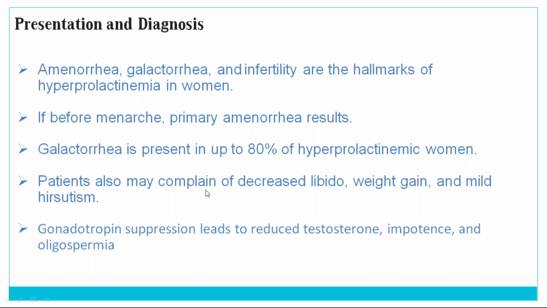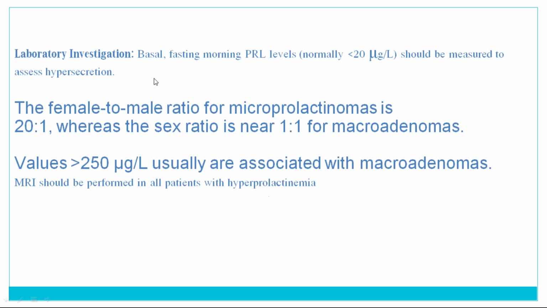So other symptoms like decreased libido, weight gain, and mild hirsutism also can be there. In male patients also, if there is hyperprolactinemia, they can have infertility due to decreased libido. Okay. Why is it happening? It is due to gonadotropin suppression, which leads to reduced testosterone, impotence and oligospermia. Okay. So you have to remember galactorrhea in 80% of the patients, and the patient comes with infertility and amenorrhea. Okay. Other things you will remember.